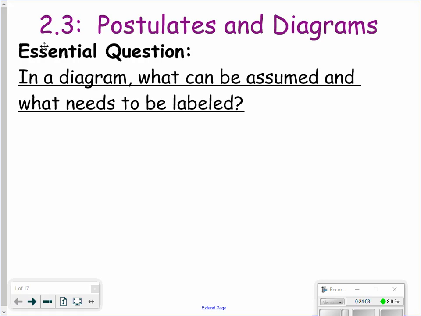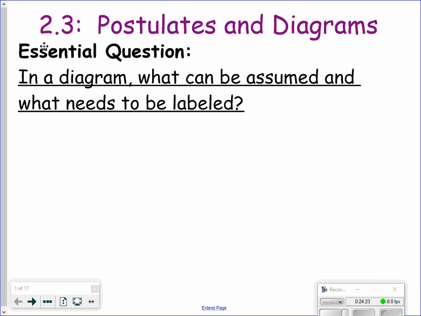Okay, when you're ready, go ahead and write down this essential question, lesson 2.3, postulates and diagrams. The essential question is, in a diagram, what can be assumed and what needs to be labeled? So this first activity that we're going to do is proving to you that we don't want to make assumptions.